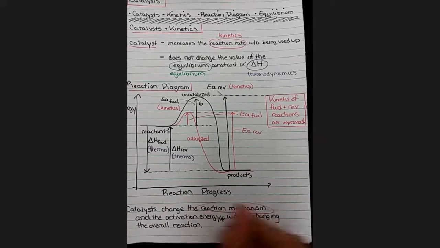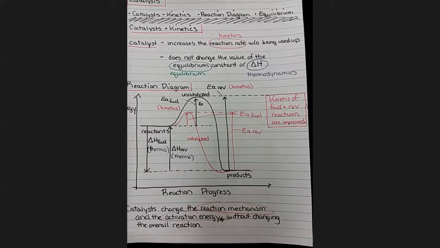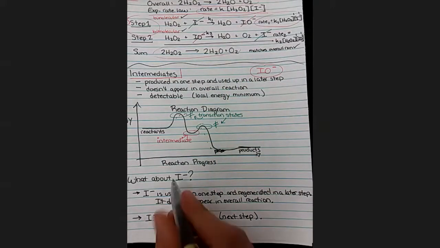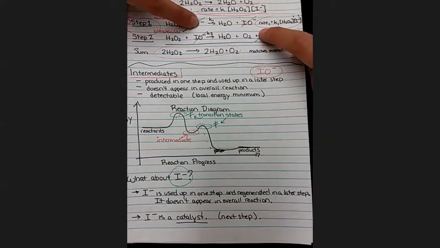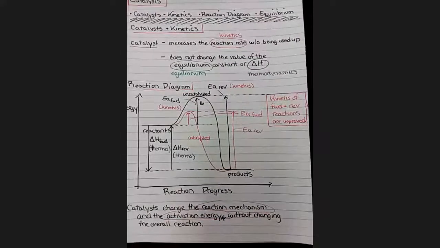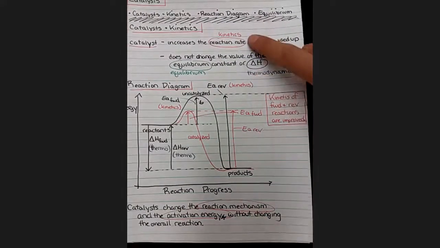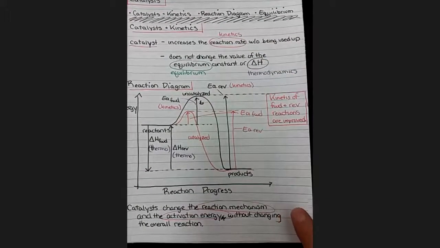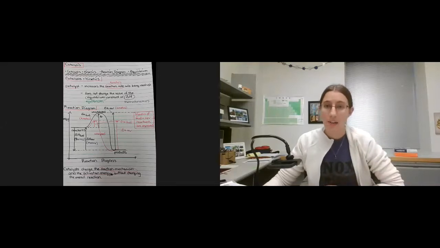So we have changed the mechanism and the activation energy, but we didn't change the overall reaction, right? Let's look at that one we had on the previous page. I minus was our catalyst, and even though we had a catalyst involved in this reaction, it wasn't present in the overall reaction. So we could have done the reaction without it, and it would have still gone; the mechanism would have been different, but we would have still ended up with the same overall reaction. The role of the catalyst is to improve the kinetics by decreasing the activation energy and by changing the mechanism. So in the next video, we'll do an example of a situation where a catalyst was used to decrease the activation energy of a particular reaction.